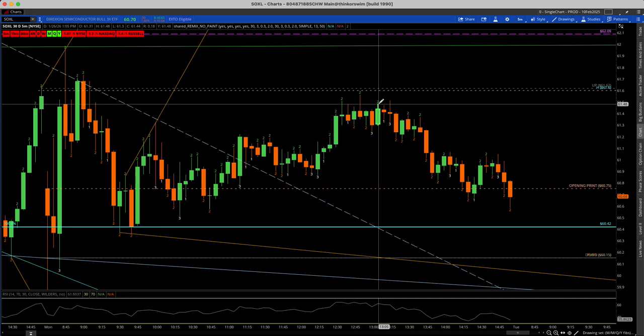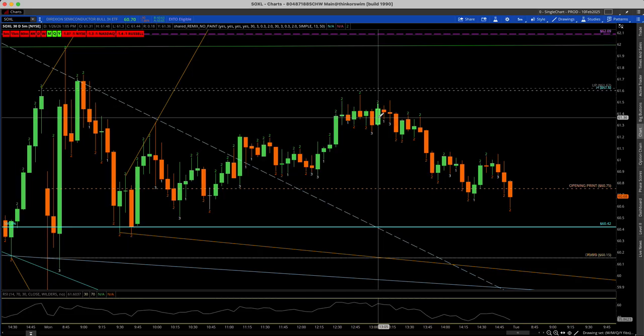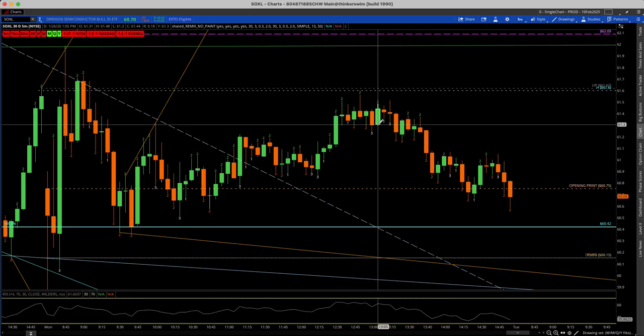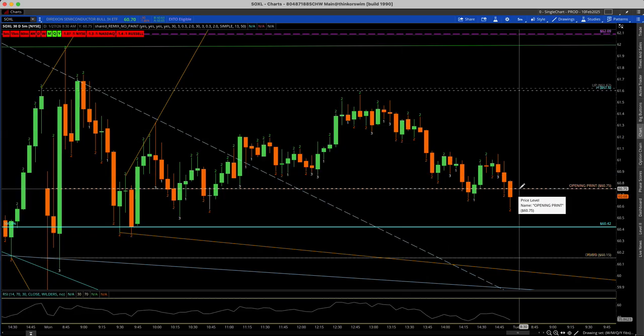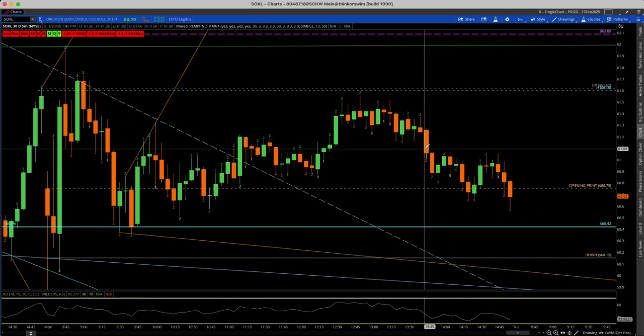But then we got this lower low followed by the lower high, and we just said, if we go lower than the low of this lower high here, then we'll go ahead and get out the rest of the position. We ended up doing that a couple candles later, and then just watching things kind of fall into the opening print level again. So nothing really there for bears or bulls.